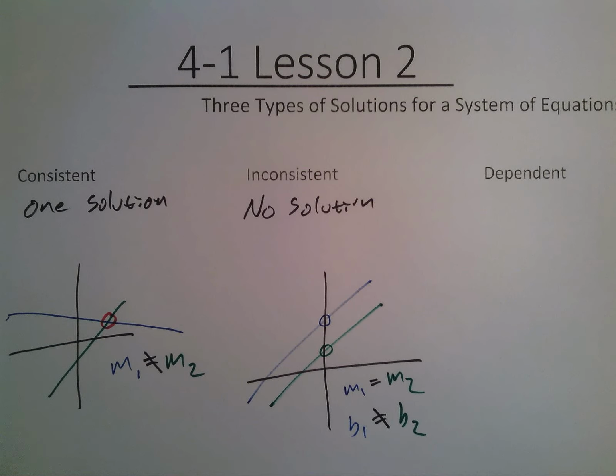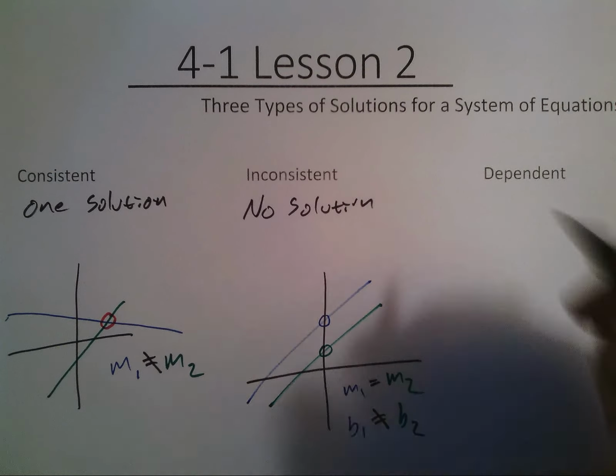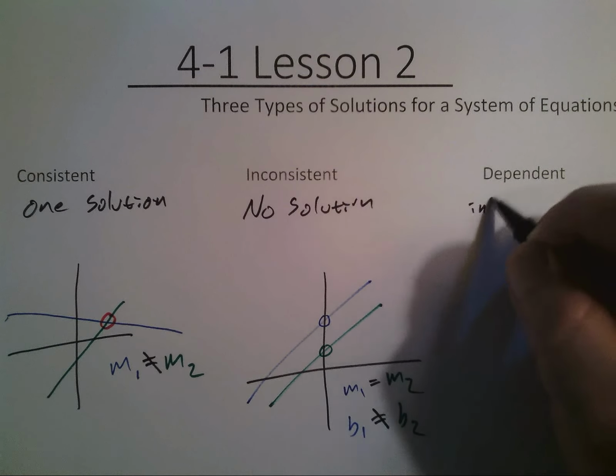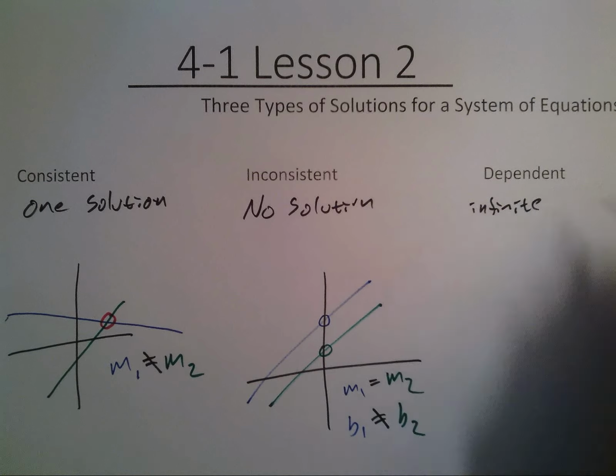Now, if these lines are parallel, they will never cross, and otherwise there will never be a solution. No solution. Alright, finally we have what's known as a dependent system, and this textbook uses something a little bit different from this, and I'll explain the difference in a second. Now, when you have a dependent solution, you have infinite solutions.